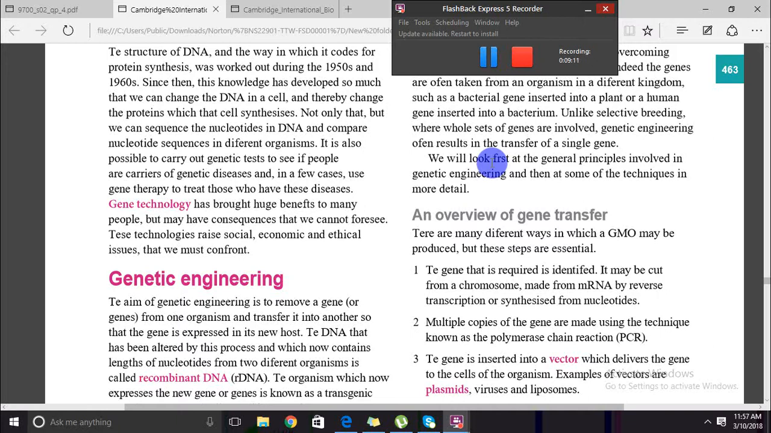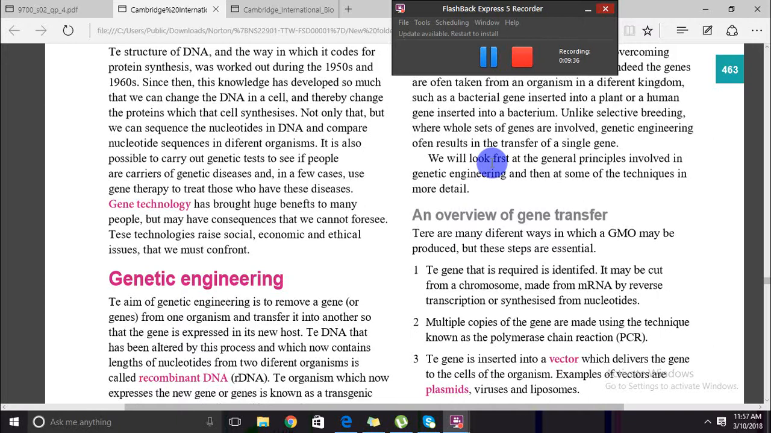So the basic principle of genetic technology is the ability to remove a gene from the genome of one organism, transfer it to the genome of another which does not normally contain the gene or the allele, and then somehow ensuring that the host is able to successfully express the gene product.